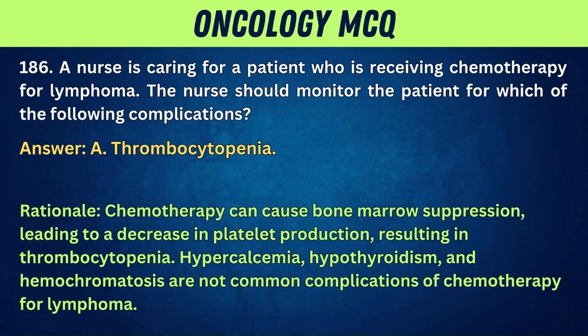Thrombocytopenia. Rationale. Chemotherapy can cause bone marrow suppression, leading to a decrease in platelet production, resulting in thrombocytopenia. Hypercalcemia, hypothyroidism, and hemochromatosis are not common complications of chemotherapy for lymphoma.